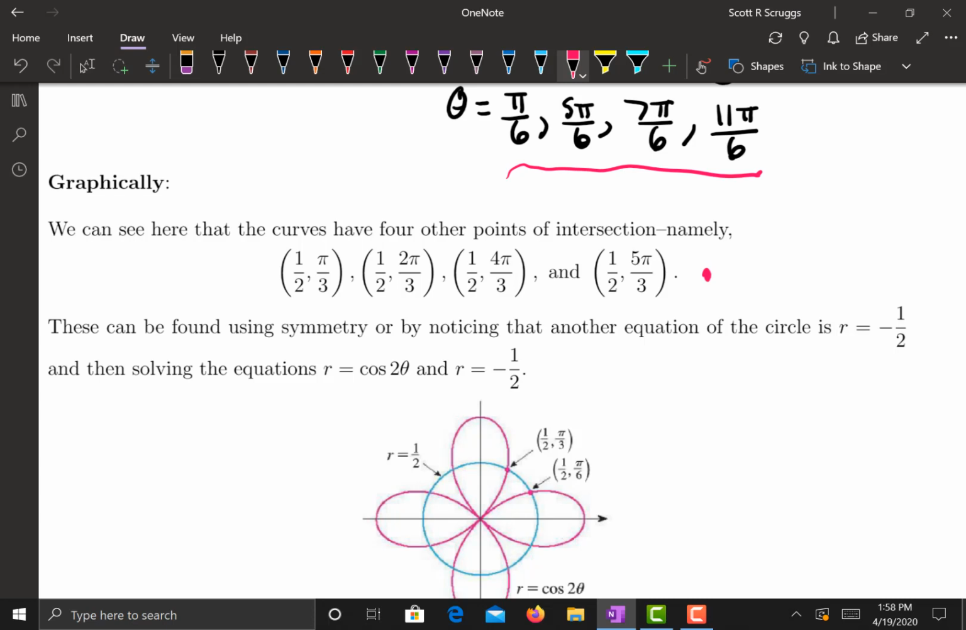So let's say that we did not have that curve. How can we get those 4 points again? Well, the way that we would do it is we have to use symmetry. And the way to use symmetry is, if I did the circle r equals -1/2, I will still have a circle with a radius of 1/2. And so then I would solve the equation -1/2 equal to cosine of 2 theta.